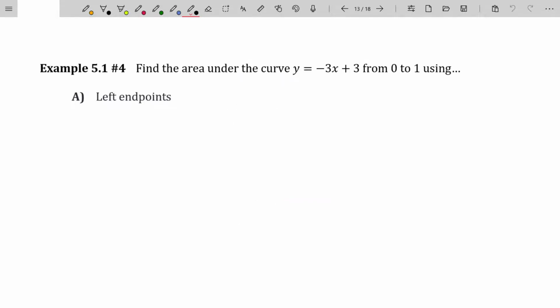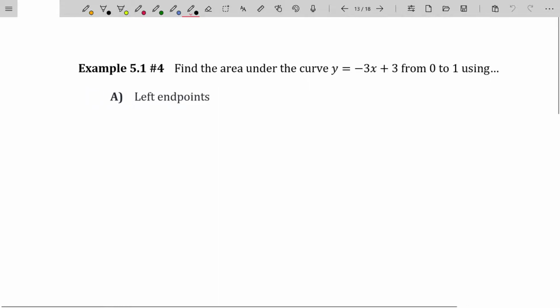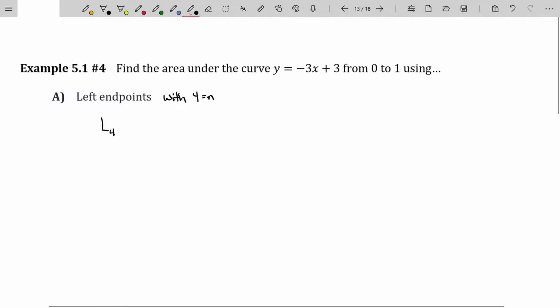All right, our next example is just to find the area underneath this curve, y equals negative 3x plus 3 from 0 to 1, using left endpoints, and I should say left endpoints with 4 subintervals. With n equals 4, there we go. So we're basically looking at L sub 4. I have to sneak in an L sub 4 somewhere. That's just how it is. So let's go ahead and graph this.